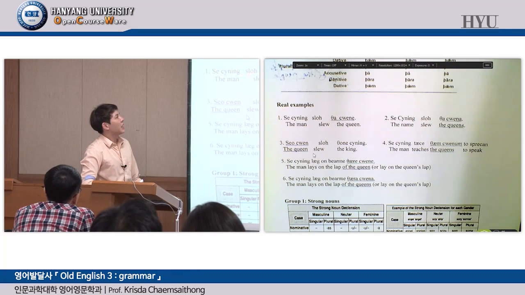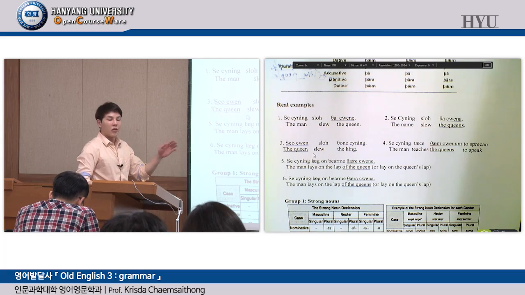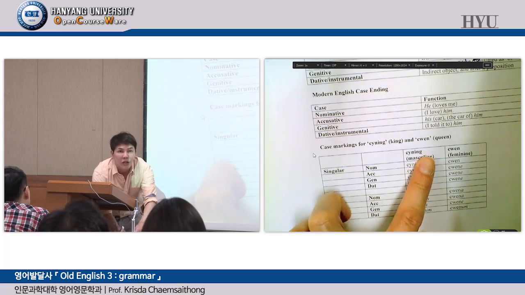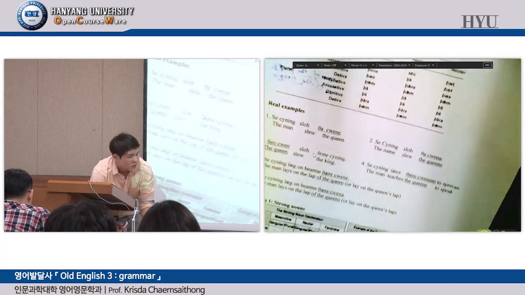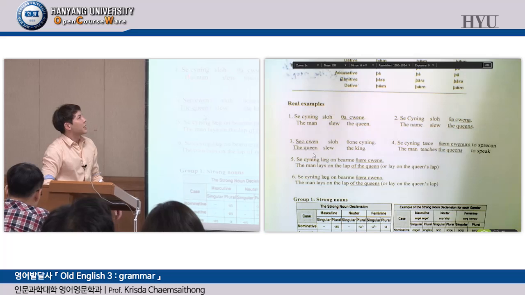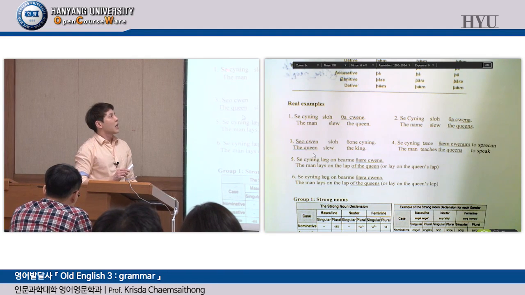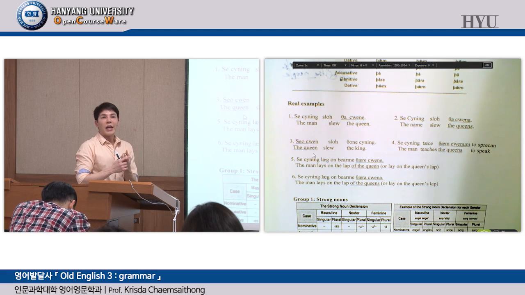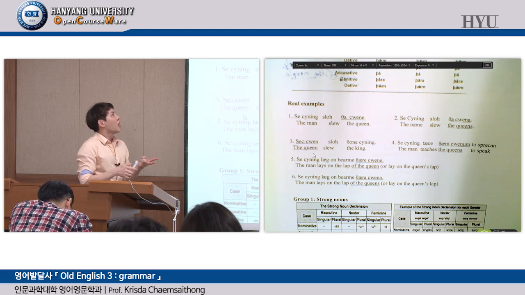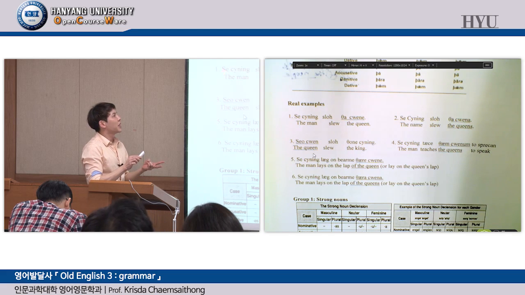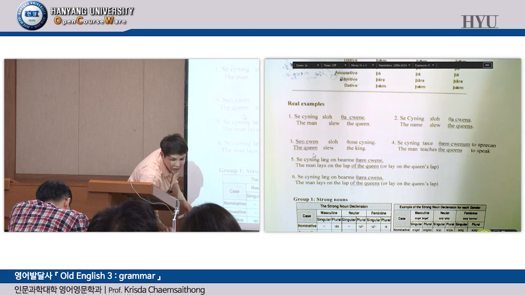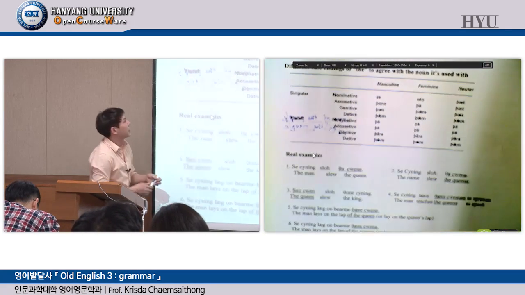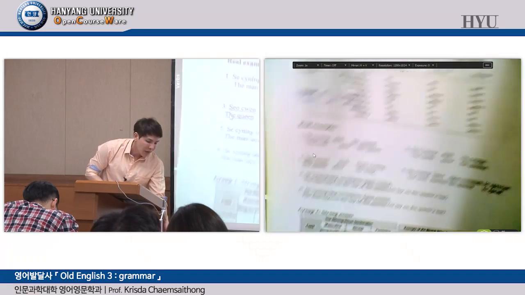So, "se kinning slow ta quene." You have these nouns, right? On the front, "kinning" and "quen." Now, in the first one, "se kinning," you see the word "se" is "the." "Kinning" has no marking, so it can be either nominative or accusative. But in this case, you know that it's nominative because of the word "se." "Se" is only for nominative masculine, so you know that it's the subject, the nominative subject.